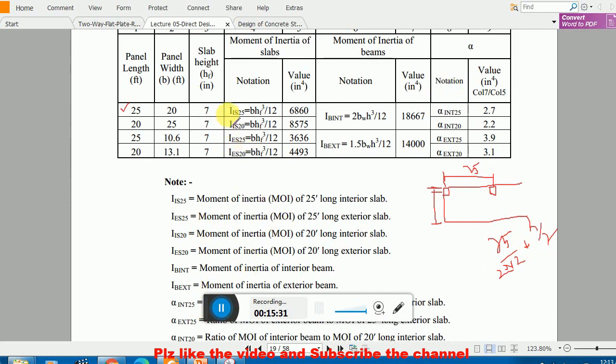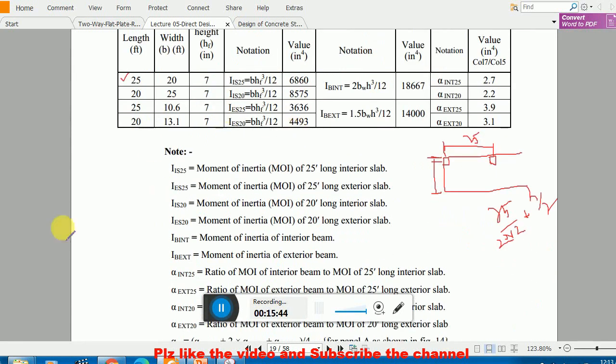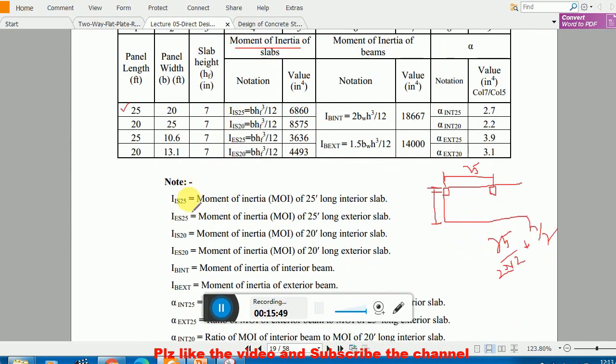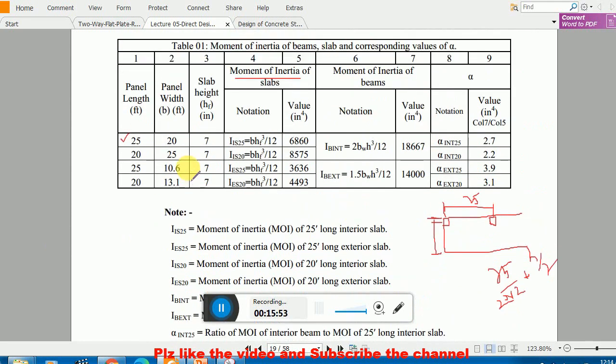So this table is basically 20 feet, I think so. These are clear. Okay, slab height, already this is fixed. Now this point is important, moment of inertia for slab. Okay, for slabs. So you see, all designations are written right down here. So you don't need to be confused.